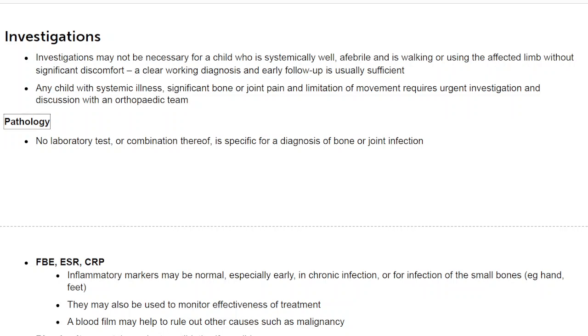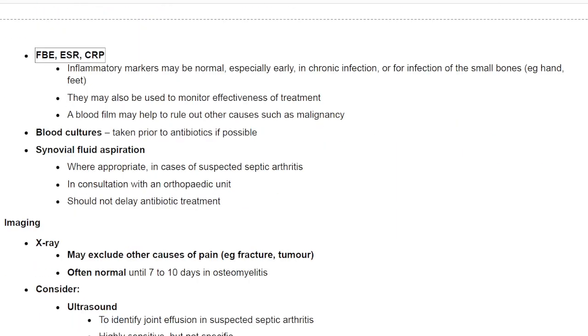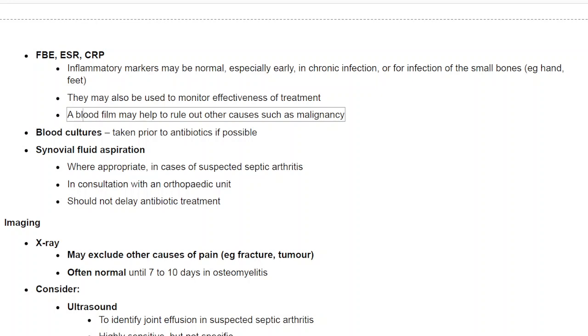an orthopedic team. Pathology. No laboratory test, or combination thereof, is specific for a diagnosis of bone or joint infection. FBE, ESR, CRP. Inflammatory markers may be normal, especially early, in chronic infection, or for infection of the small bones, e.g. hand, feet. They may also be used to monitor effectiveness of treatment. A blood film may help to rule out other causes such as malignancy.